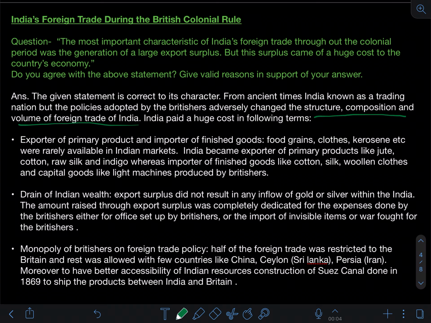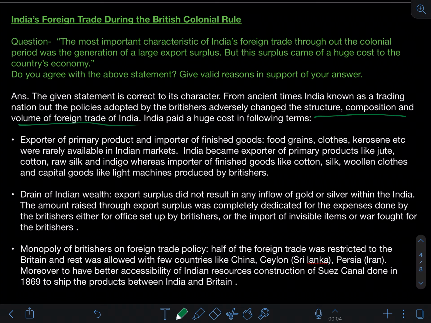First, India became an exporter of primary products and importer of finished products. As I have discussed earlier, British colonial policy was completely clear that India had to export or give away all its raw material that came from the primary sector. So they made India a primary product exporter. At the same time, they insisted on using the finished products that they produced in British industries.